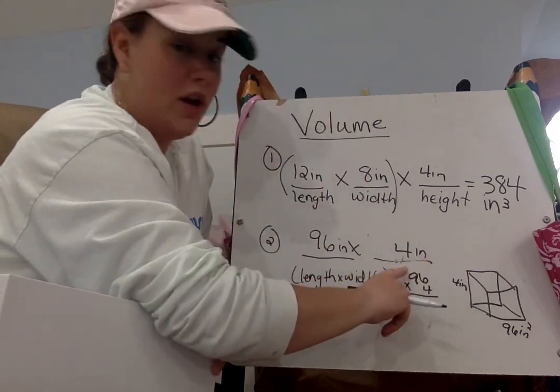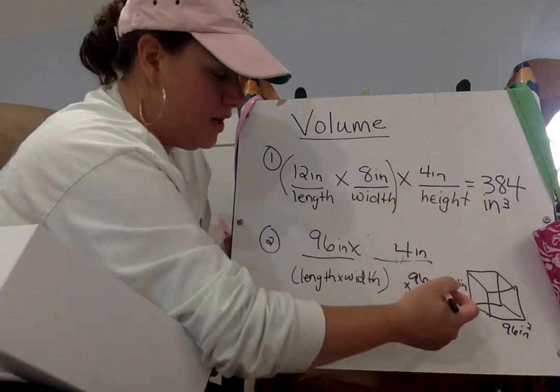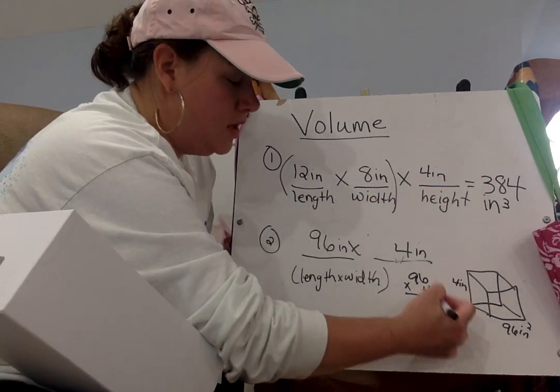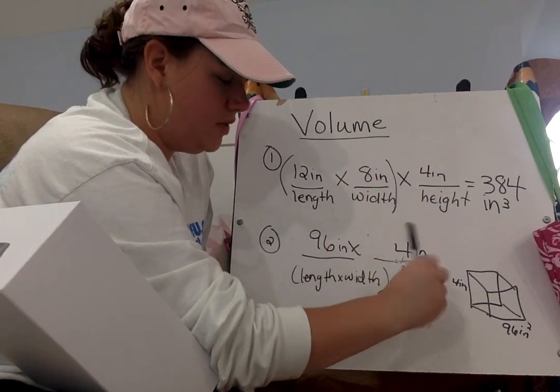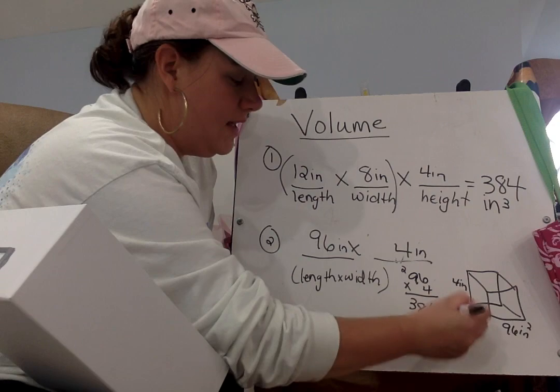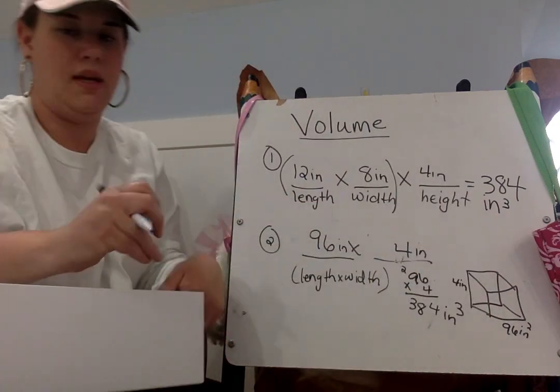4 times 100 would be 400, and that's pretty close there, so it seems reasonable. So 4 times 6 is 24. 4 times 9 is 36, plus 2, 38, so 384 inches cubed, cubic inches.